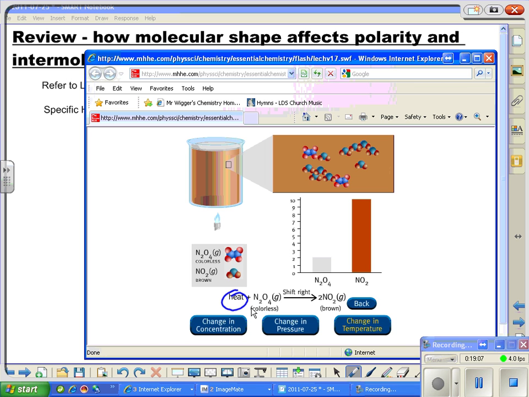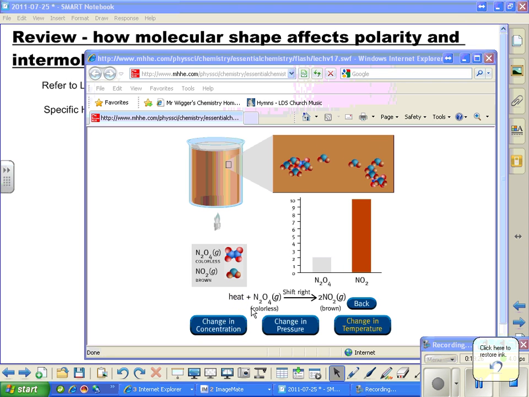And when we add heat to the left side, LeChat wants to take heat away, right? And the way he takes heat away is by shifting to the brown side, which is why that container got darker. And you may want to run your video back and look at that again and watch that happen.